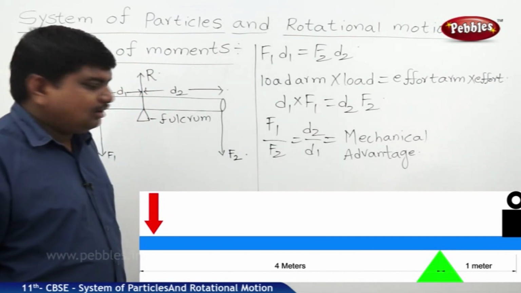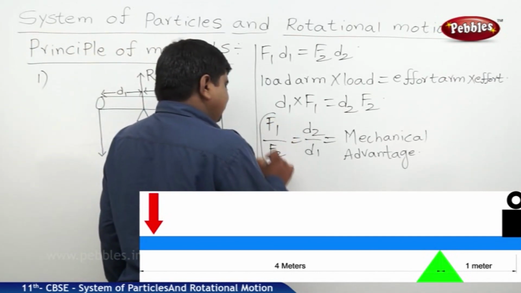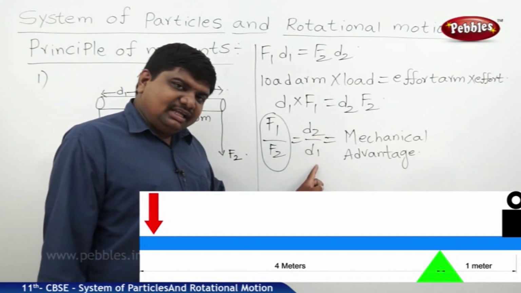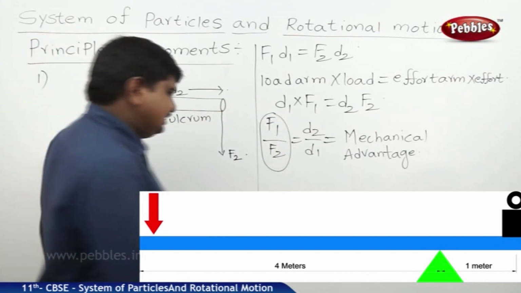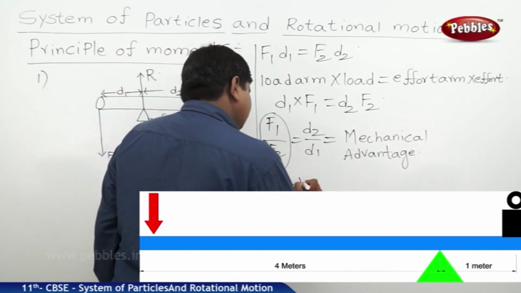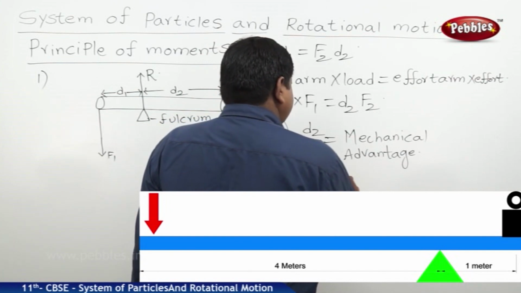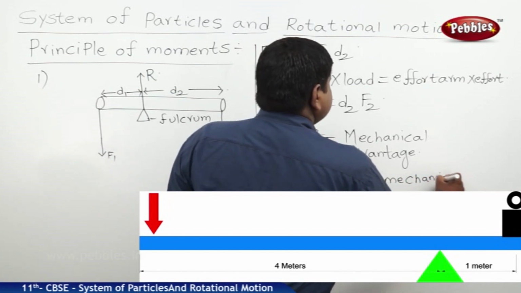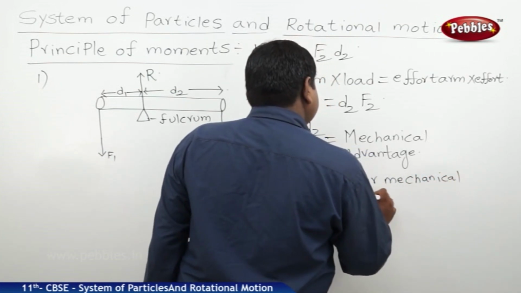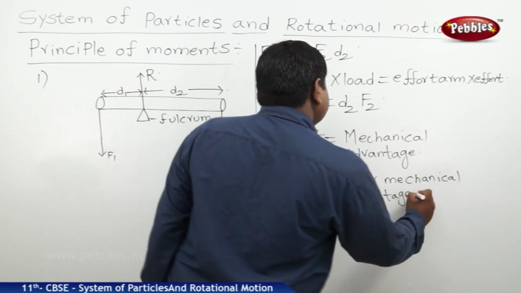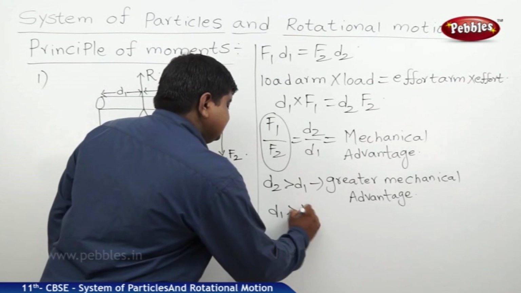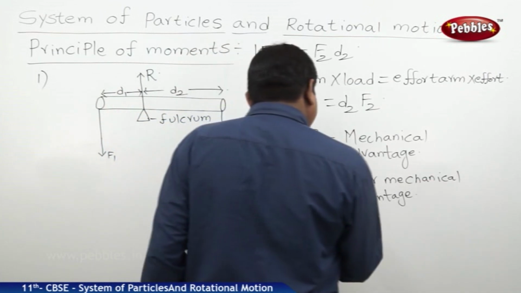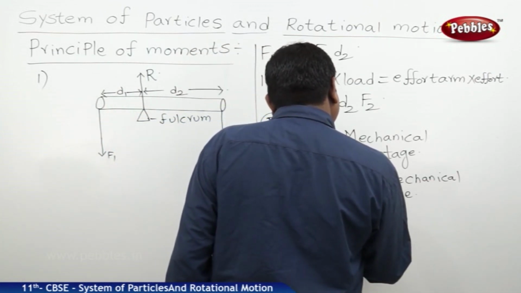But if we see the mechanical advantage formula, the F1 by F2 ratio is inversely proportional to d1 and d2. So if d2 is greater than d1, the machine has greater mechanical advantage. But if d1 is greater than d2, its mechanical advantage is very less, so low mechanical advantage.